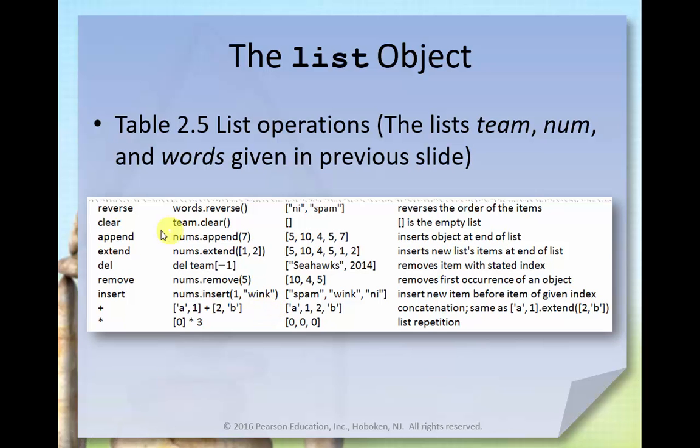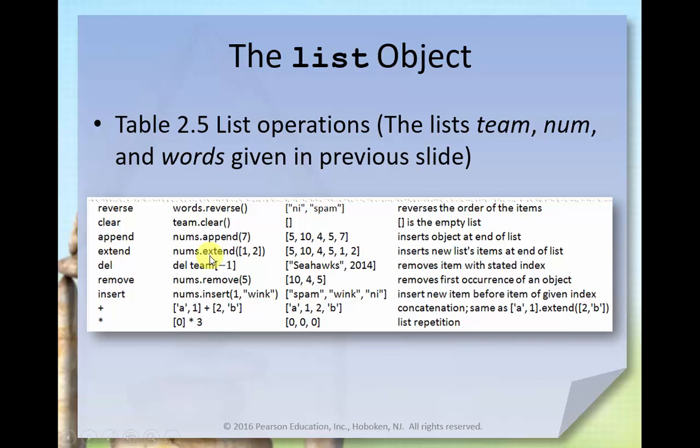Here's some more. We can zero out a list. We can just clear it out using the clear modifier. Or we can append items to our list. Here's an example of appending the number 7 to our list. Sticks it in at the end.